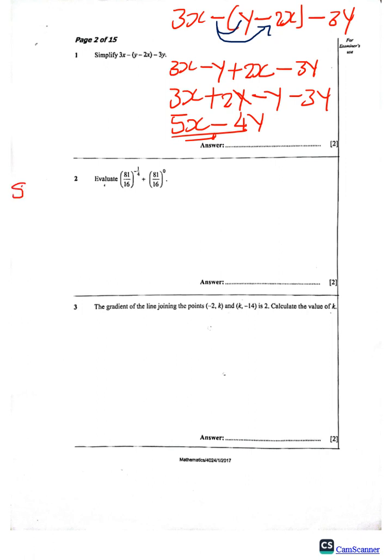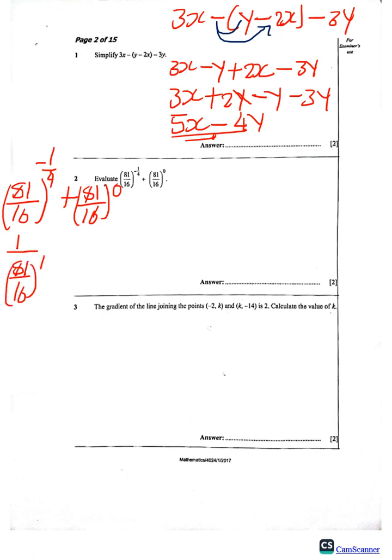So we have 81 divided by 16, everything raised to the power negative 1 over 4, plus 81 over 16 raised to the power 0. So first we are going to convert this part into a positive index. So this is the same as 1 over 81 over 16 raised to the power 1 over 4, plus 81 over 16 raised to the power 0. This is just 1 because anything raised to the power 0 is always 1.